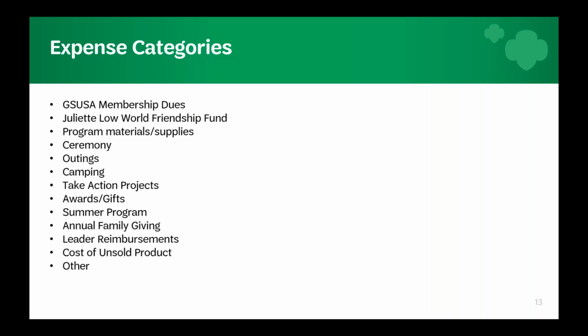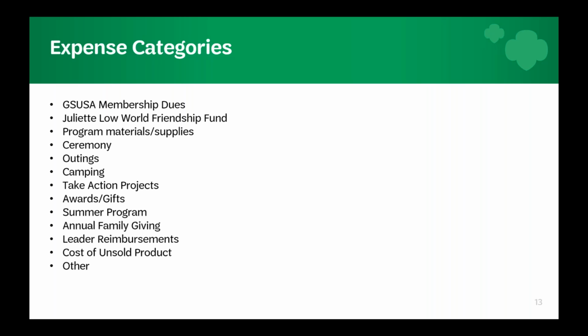Leader reimbursements. So this is important. So if you're in the store and you don't have the troop debit card or checking account or something like that, and you make a purchase and the troop has to reimburse you, you will put that information under leader reimbursements. So that's a new one that was not previously on our budget sheet. So just be mindful of that.